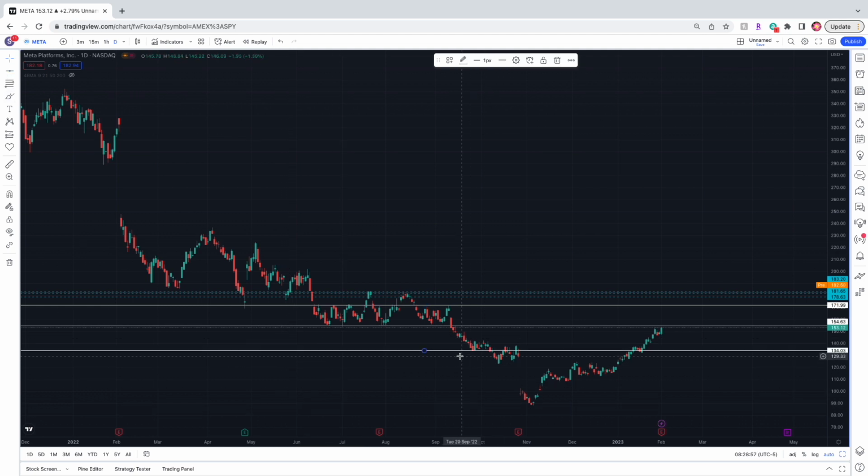I'm just looking for places where price stopped moving, and I always say it had friction. I'm looking for places of friction where price had a hard time breaking through. These areas served as walls. You can think of support as your floor and resistance as the ceiling. Let's put one there.